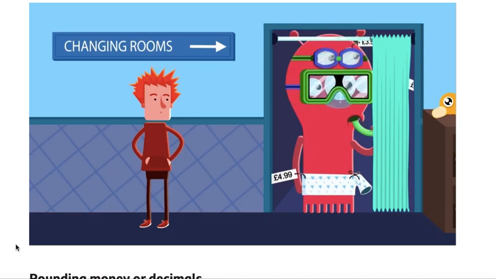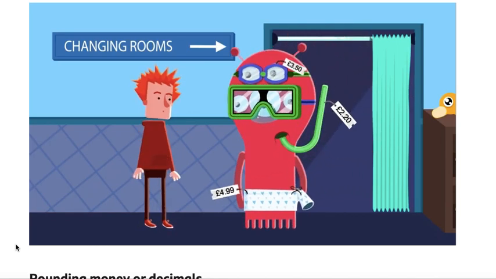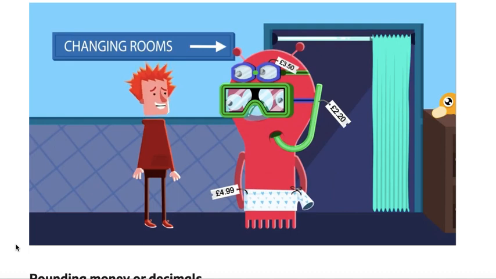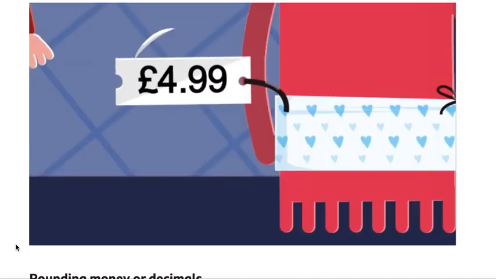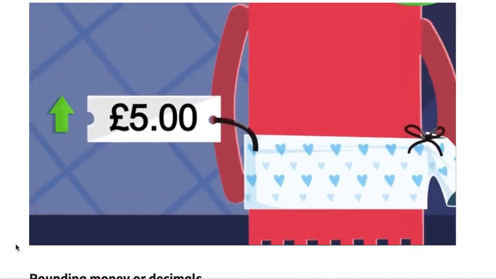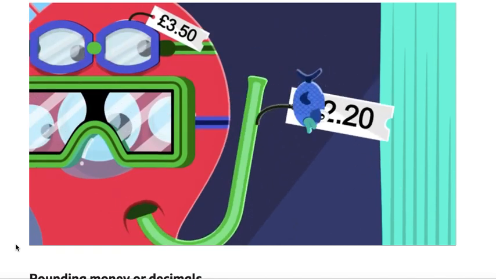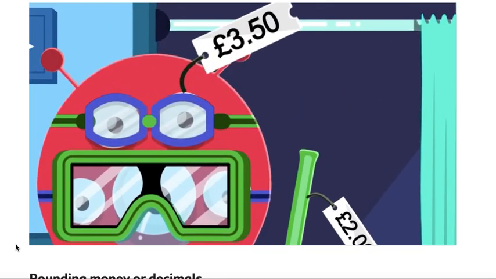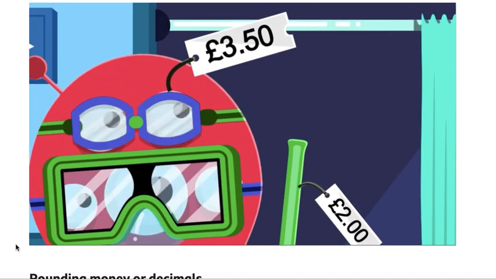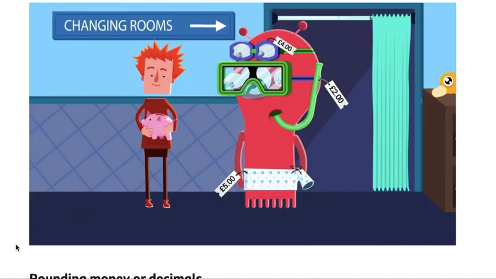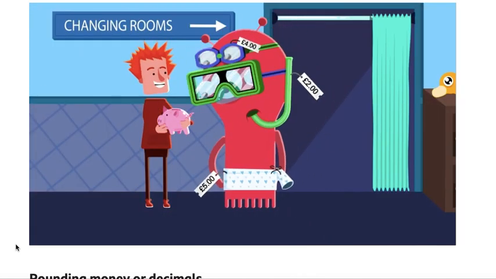Looking good! We should work out how much money they'll need. Let's make a rough estimate by rounding the costs to the nearest pound. Albert's swimming trunks are £4.99. Because the amount ends in more than 50p, we round up to £5. His snorkel is £2.20, which means the amount ends in less than 50p, so we round down to £2. Albert's goggles are £3.50. Because £3.50 is exactly halfway between £3 and £4, we round up. In total, Jerry and Albert will need about £11 for their holiday shop.